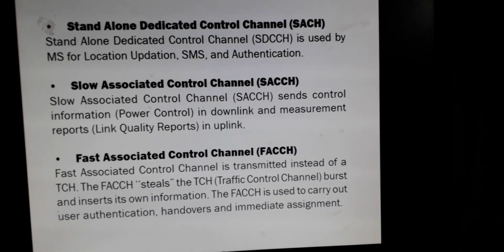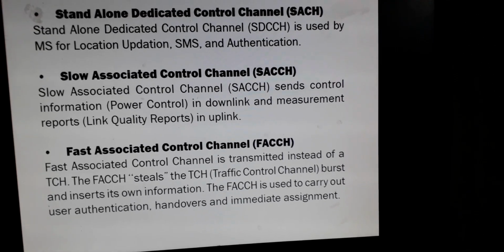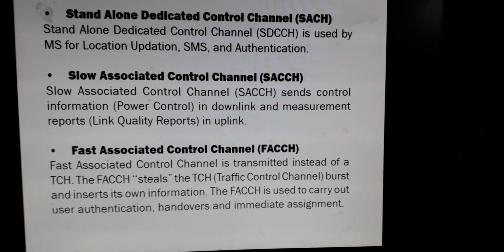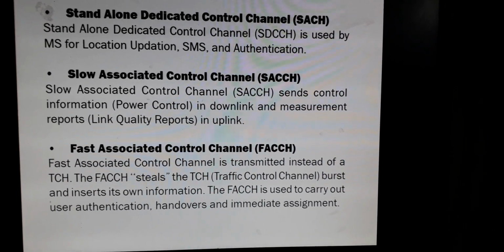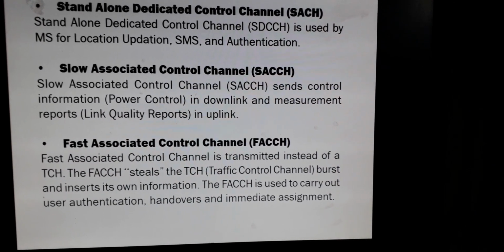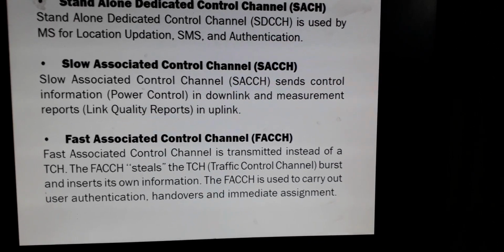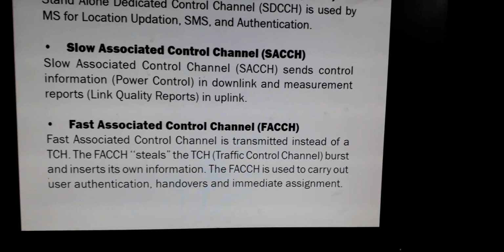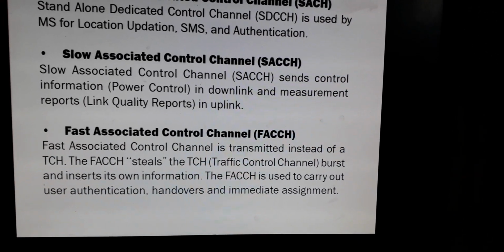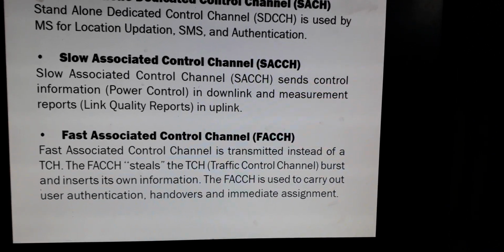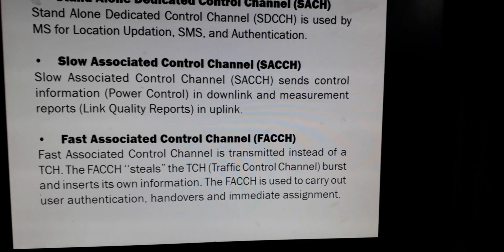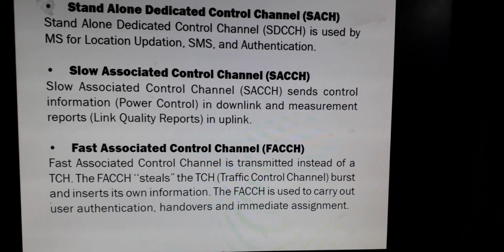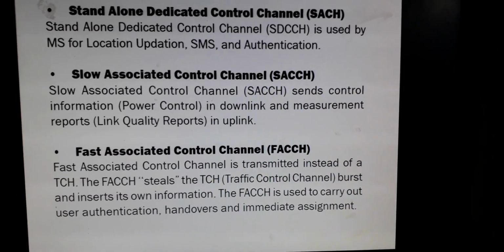The stand-alone dedicated control channel is always used for location updating, SMS transfer, and authentication. The slow associated control channel sends control information or power control in the downlink and measurement reports and link quality reports in the uplink. The fast associated control channel steals the traffic channel whenever the mobile wants a traffic channel to send its information. FACCH first tags or steals the traffic channel. The FACCH is used to carry out authentication, handover, and immediate assignment of the channel also.